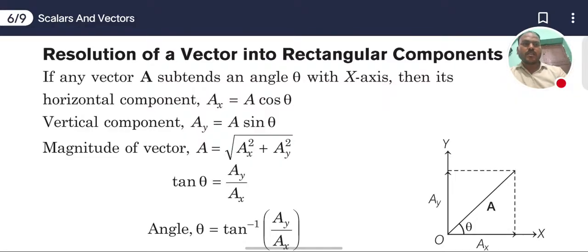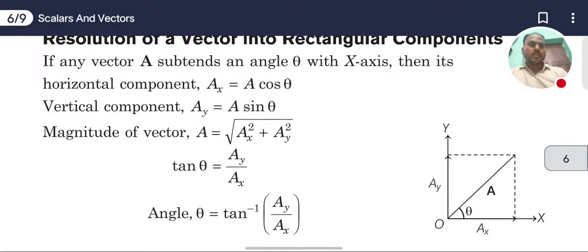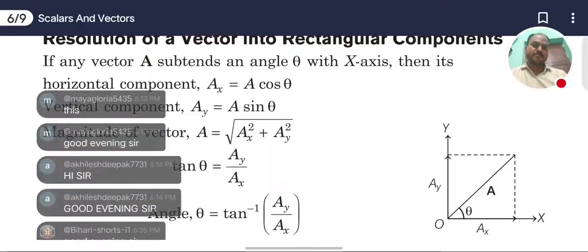Now the y-axis is represented by Ay and the x-axis is represented by Ax. So tan theta equal to, we know that sin theta upon cos theta becomes tan theta, so tan theta equal to Ay upon Ax.